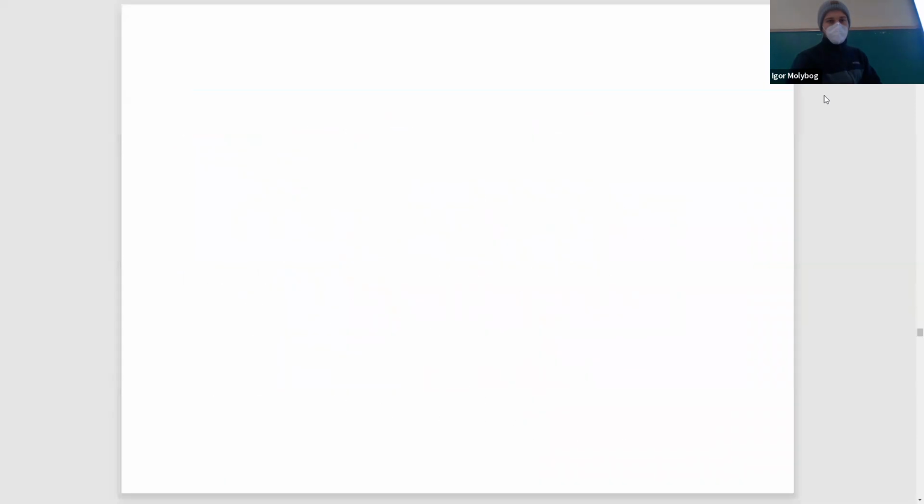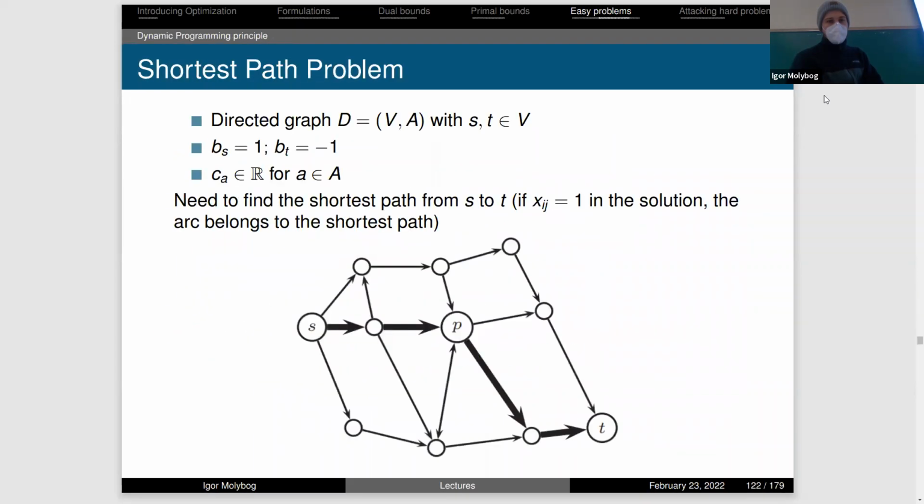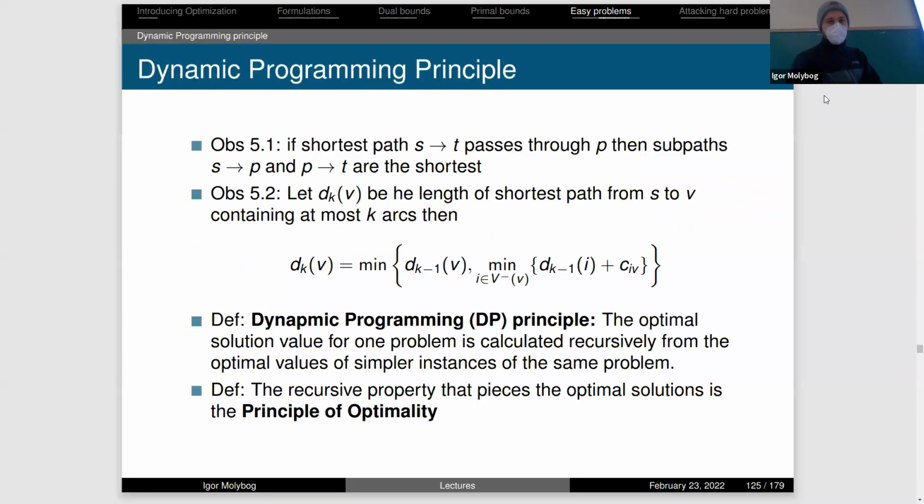So as a reminder, we were talking about the shortest path and the dynamic programming approach. We defined the dynamic programming principle, which says that the optimal solution value for an optimization problem is calculated recursively from the optimal values of similar instances of the same problem. We defined an instance of a problem as a concrete problem with substituted numbers, and a problem itself is defined as a subset of instances.